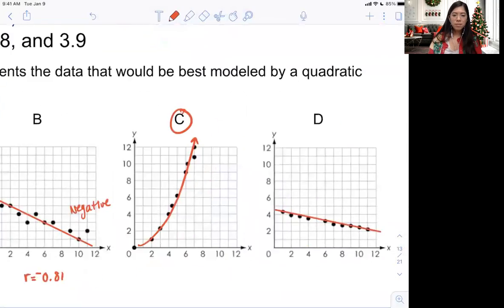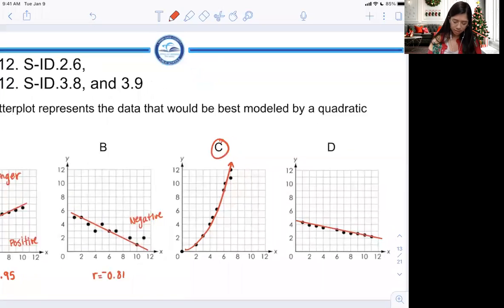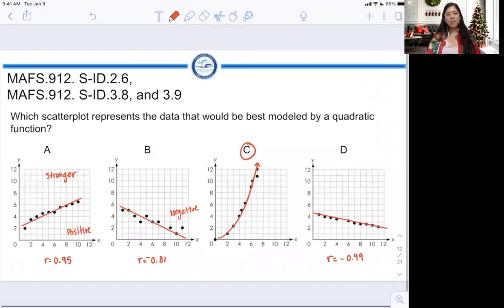What about D? Is that one compared to A and B? Which one's the D, strongest? Obviously D. D is basically all even straighter, closer lines. So what would be a good correlation coefficient for D? 0.99. Would it be positive or negative? Negative. Oh, negative. Never mind, my bad. Good. So there you go. That's correlation coefficient in a nutshell.